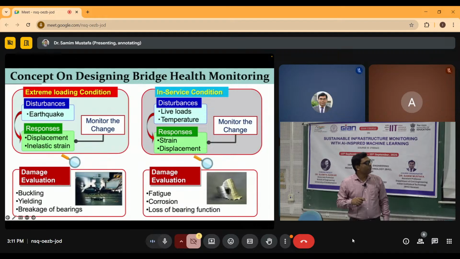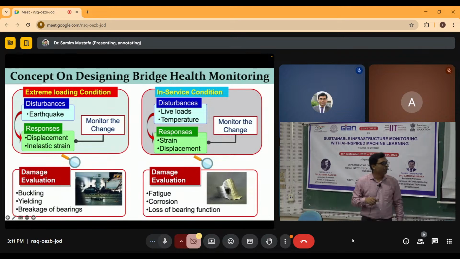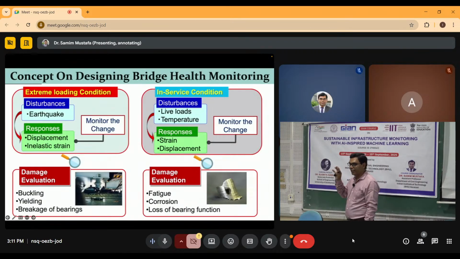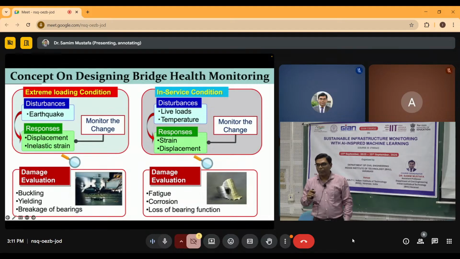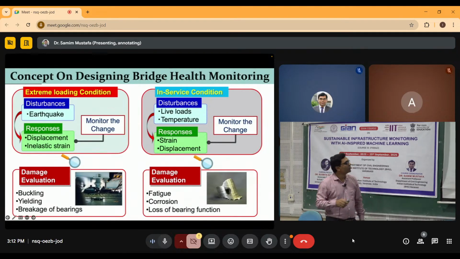So in that case we are usually interested in monitoring the strain and displacement, and damage is evaluated in the form of fatigue, corrosion and loss of bearing function. These are our potential areas or hotspots. Suppose I want to design a monitoring system for extreme loading condition. I want to detect the extreme loading condition. Then what should I do? Where to place the sensor? That is the question. Should I place the sensor in a conventional way like nodal parameter identification, or do we need to do something else? That will be discussed.